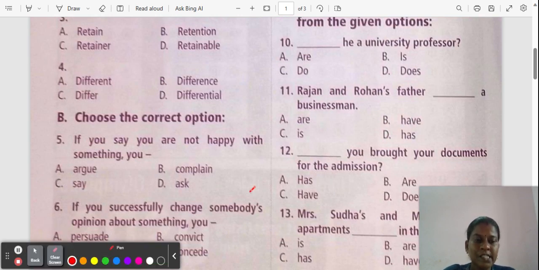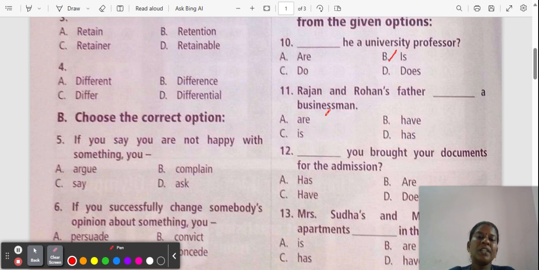Here, the auxiliary verb means already I had told. I adds functional and grammatical meaning to the class. So here, dash university professor. Here we have to ask questions. Singular, he is a third person. So option A or option B is, option C do, option D does. Is he a university professor? Option B is the correct answer.